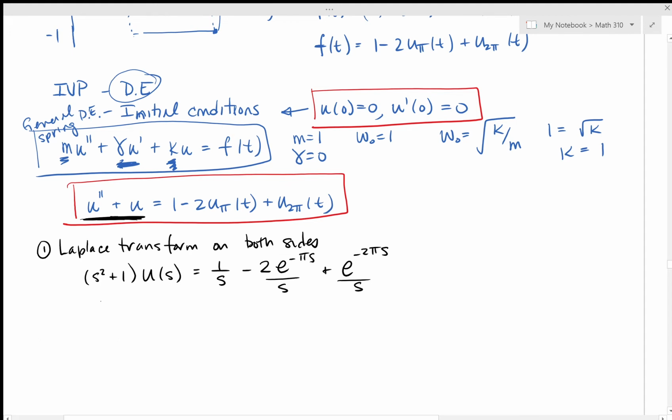Okay, so that means that U of s, the Laplace transform of the solution, is 1 over s times s squared plus 1, minus 2e to the minus pi s over s times s squared plus 1, plus e to the minus 2 pi s over s times s squared plus 1.